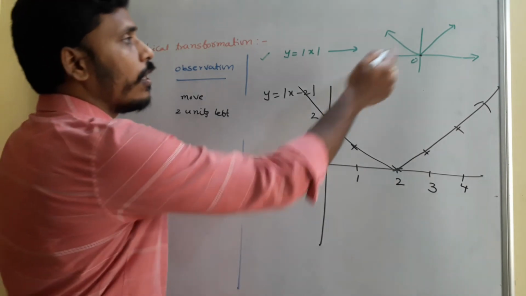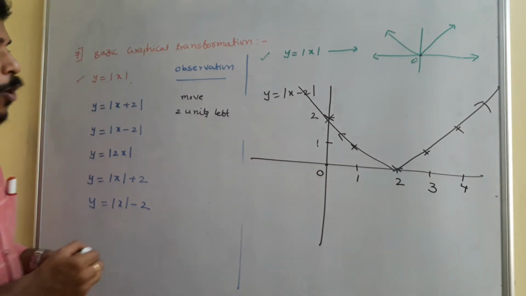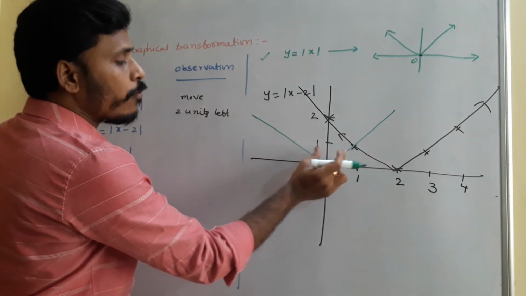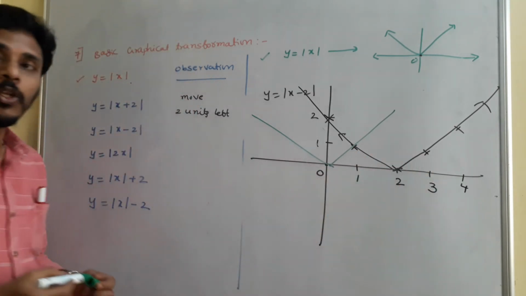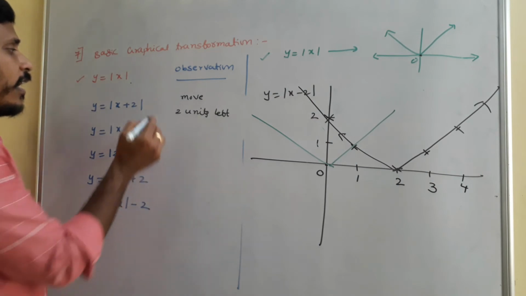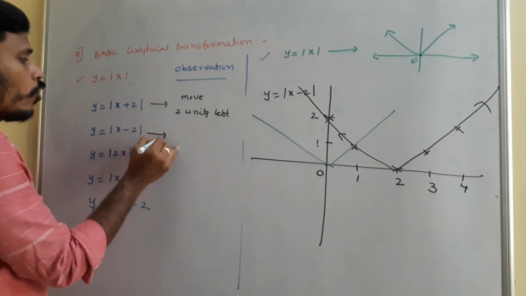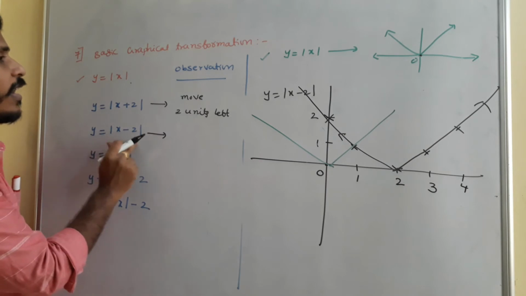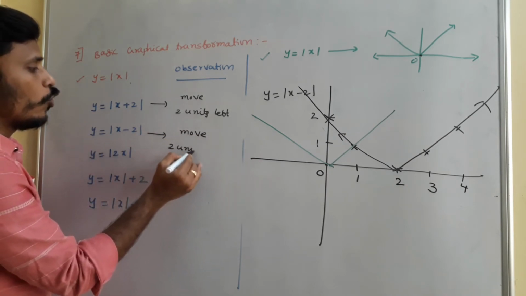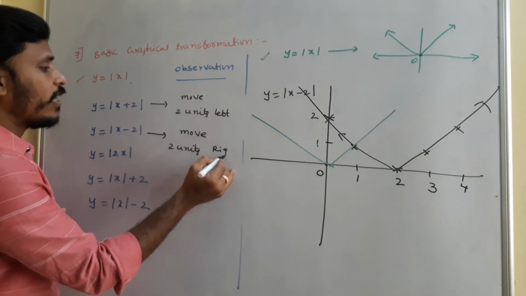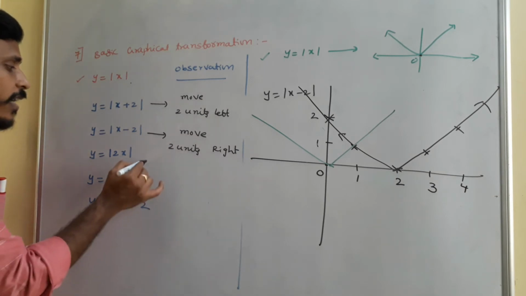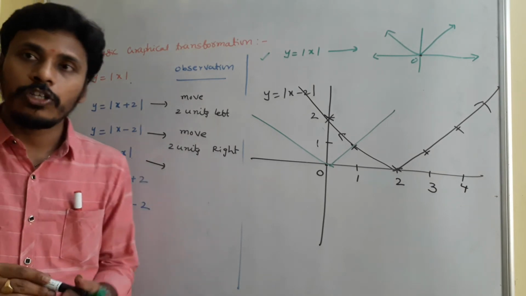So if you observe this mod x graph, the mod x is just like this, we know it, right? And if you move the graph of mod x by 2 units rightward, then you will get the graph for y is equal to mod x minus 2. That idea, that observation we need to note, okay? Here the observation is, to get the graph of y is equal to mod x minus 2, we need to move 2 units right by taking the graph of y is equal to mod x. That's the observation, okay?